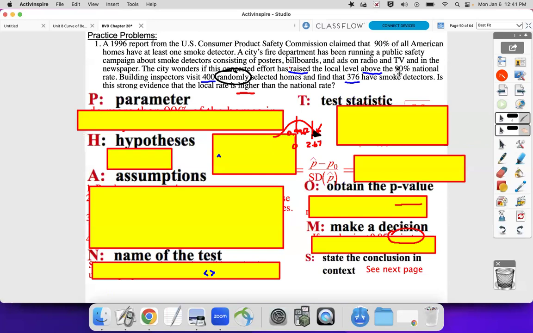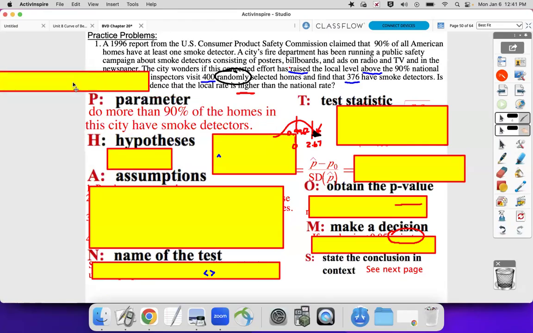That's important to know which H0 and HA to use. So what they did is they took a random sample of 400 selected homes and found 376 did have smoke detectors. Now they're asking, is this evidence? Is it statistically significant that the rate is higher than the national rate? So your parameter of interest is this: do more than 90% of the homes in the city have smoke detectors? Okay, a single sentence. That's what we're looking at.